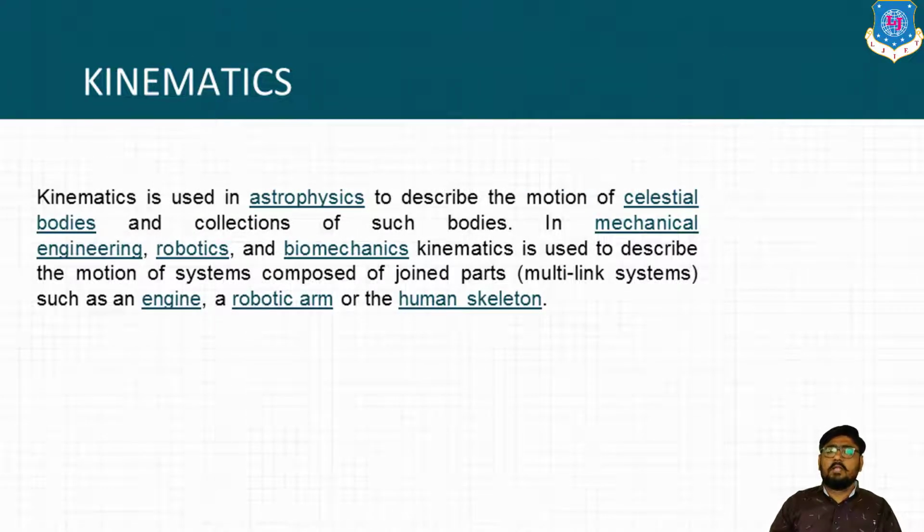Further, kinematics is also used in astrophysics to describe the motion of celestial bodies and collections of such bodies, and in mechanical engineering, robotics and biomechanics. Kinematics is used to describe the motion of systems composed of joined parts, that is multiple-link systems such as an engine, a robotic arm and/or a human skeleton. So these are the branches where kinematics is used.